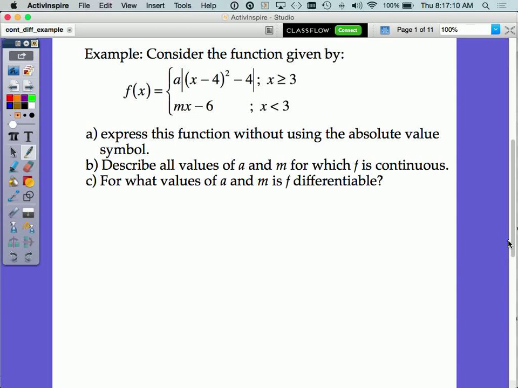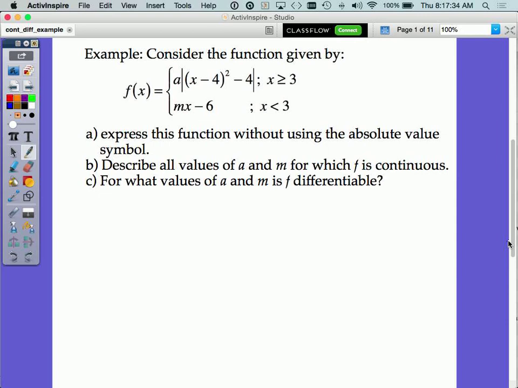Part A is generally not asked in the question, but part A would be required even if it wasn't asked. You can't work with an absolute value function if you're trying to do algebra. If you're trying to take a derivative or trying to take an antiderivative, you can't do that with an absolute value function. So anytime you've got an absolute value function and you want to do any kind of algebraic operations on it, you have to turn that into a piecewise function.